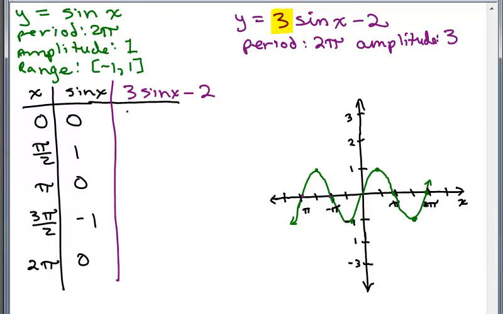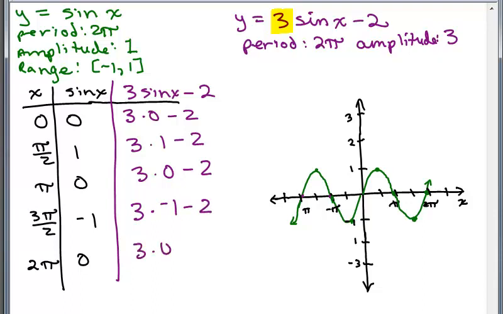Well, I know what sine of x is, so I'm just going to plug that in. It's 3 times 0 minus 2, 3 times 1 minus 2, 3 times 0 minus 2, 3 times negative 1 minus 2, and 3 times 0 minus 2. Why does that make sense? Because if we plug in 0 for x, the sine of x is 0. When x is pi over 2, the sine of pi over 2 is 1, so I'm plugging in 1 for the sine of x, etc. So what you see here are the y values for each of the x values over here.